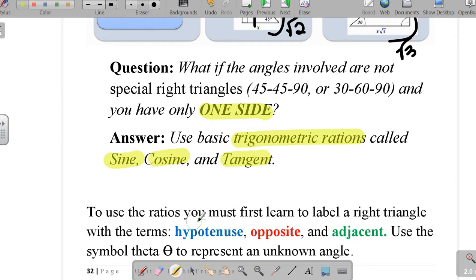But before you use those ratios, you must first learn how to label a triangle with these terms: hypotenuse, opposite, and adjacent. We're going to be using what's called the theta symbol to represent angles. Theta is going to represent angles.